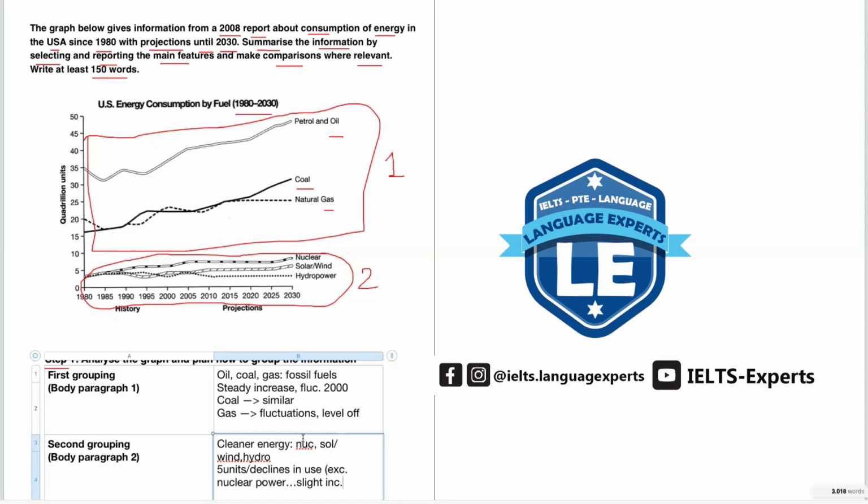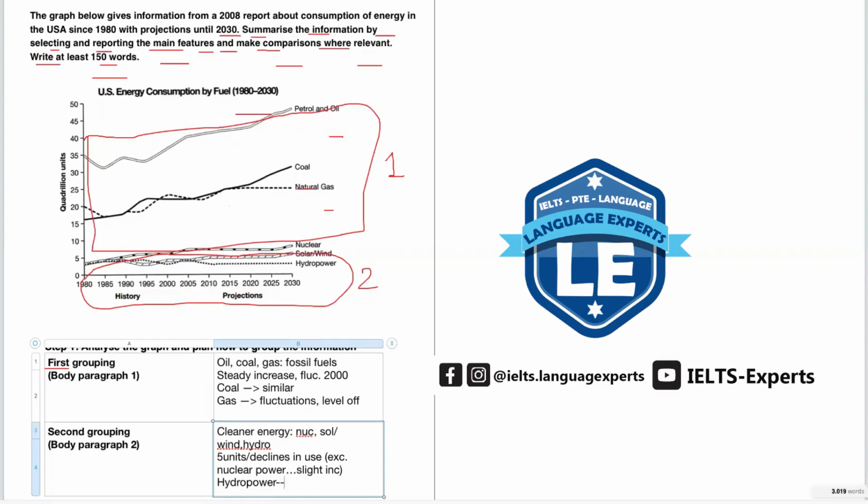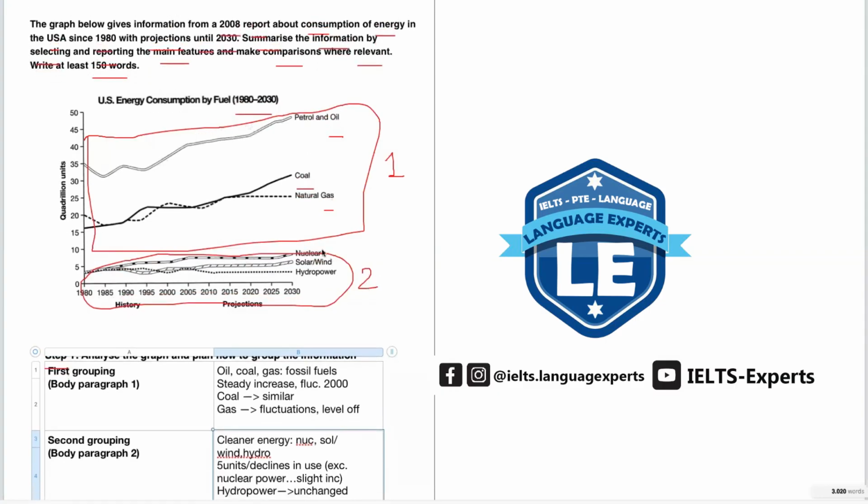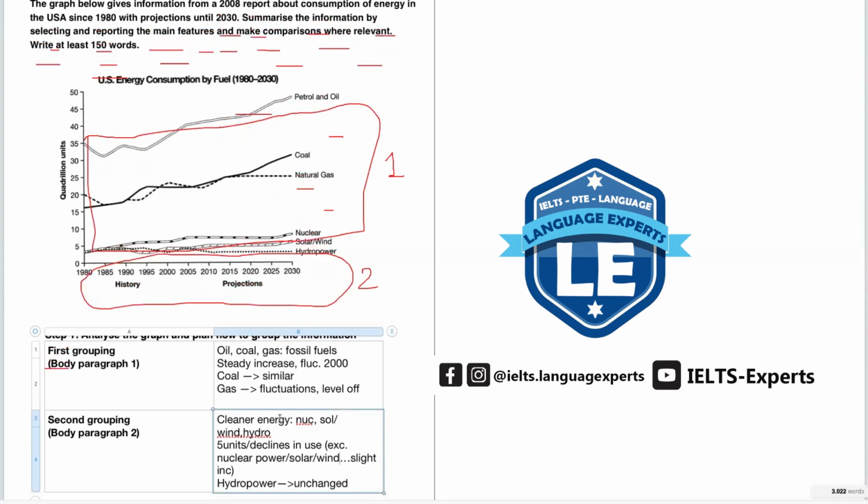It's also another example of leveling off, but I'm not going to use that again because I don't want to use the same phrase too much. So I'm just going to say hydropower will remain unchanged. And then I'm also going to pay a little bit of attention to solar and wind. That is quite similar to nuclear in that they're going to increase slightly. So I'm going to go ahead and stick solar and wind into my example with nuclear power.